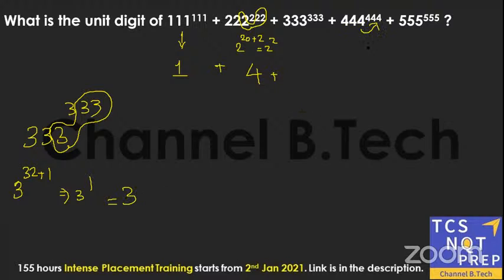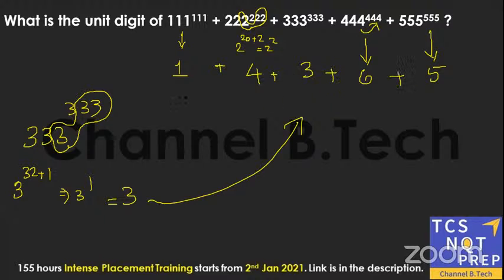4 power an even number will give you 6 as the unit digit. 5 power anything will give you 5 as the unit digit. So let us put that here. When you add all these things, 1 plus 4 plus 3 plus 6 plus 5, you will get 19, right? You cannot say 19 is the unit digit. 9 is the unit digit. 19, what is the last term? 9. So that is the unit digit of this expression.